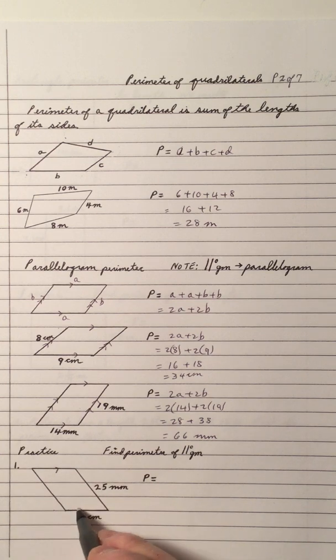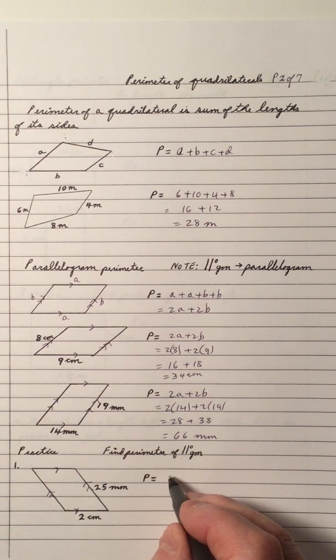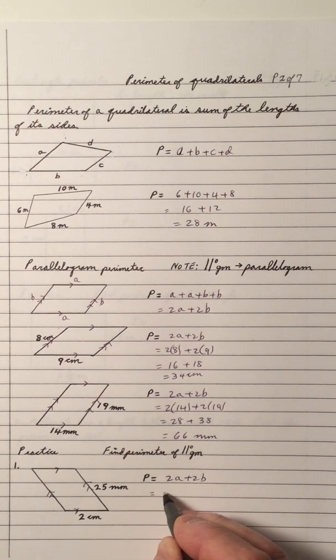And practice means pause and see if you can work this one out. Again, this is parallel sides, having a parallelogram. So the formula for a parallelogram is 2A plus 2B for perimeter.